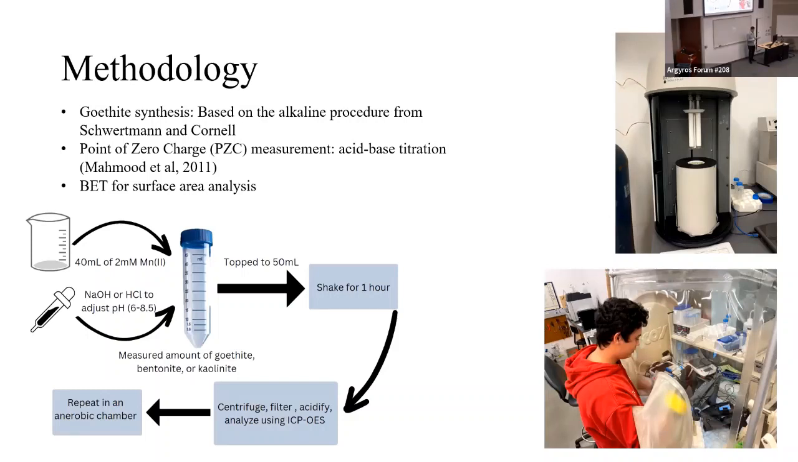An anaerobic chamber is just a vinyl bag that is filled with nitrogen and a small amount of hydrogen, and the hydrogen is used to sequester any small amounts of oxygen that are present.